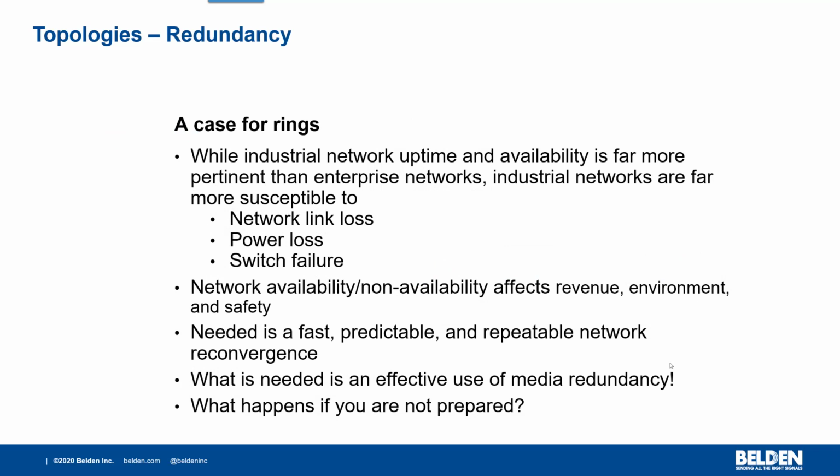So why have rings become so well adopted in industrial applications? Well, for starters, they negate issues due to media failure, such as accidentally unplugging the wrong link or severing a cable, having a switch fail, or having a power outage. And such network outages have far greater consequences in an industrial environment than in an office environment. So what is needed is a redundancy protocol that is fast, predictable, as well as repeatable. But what happens if we don't have a redundancy protocol managing our network? Let's take a look at a quick demo.